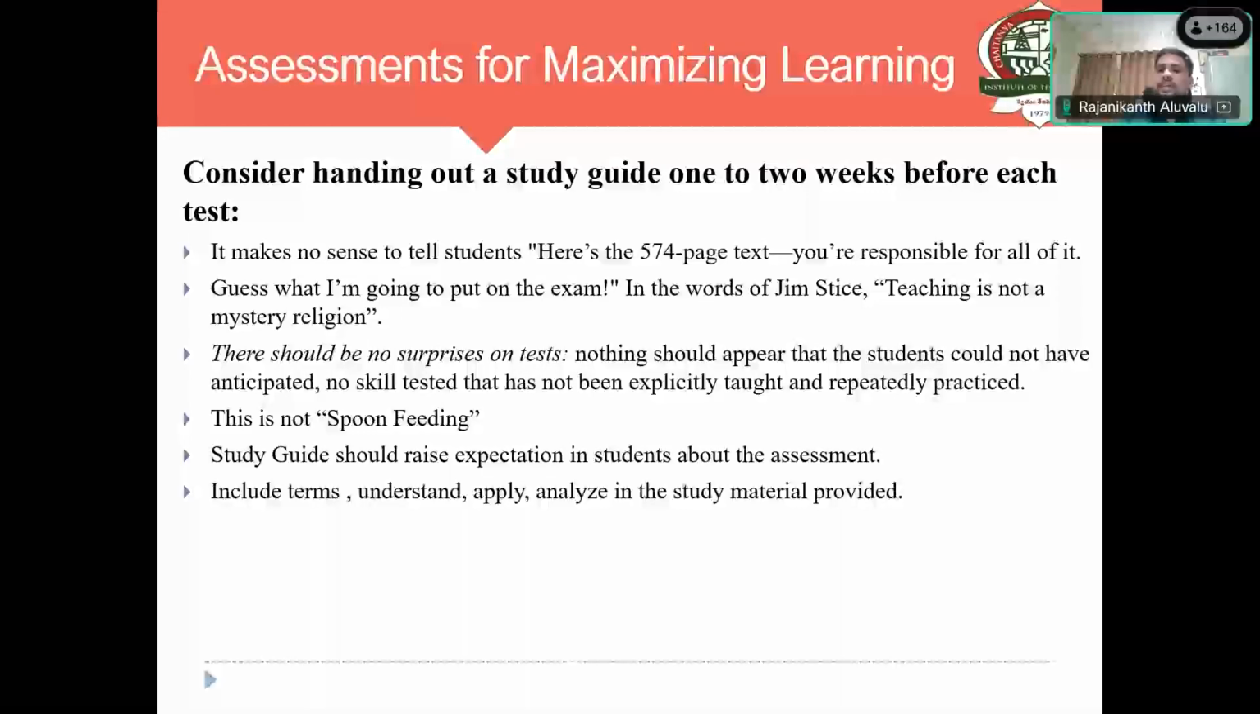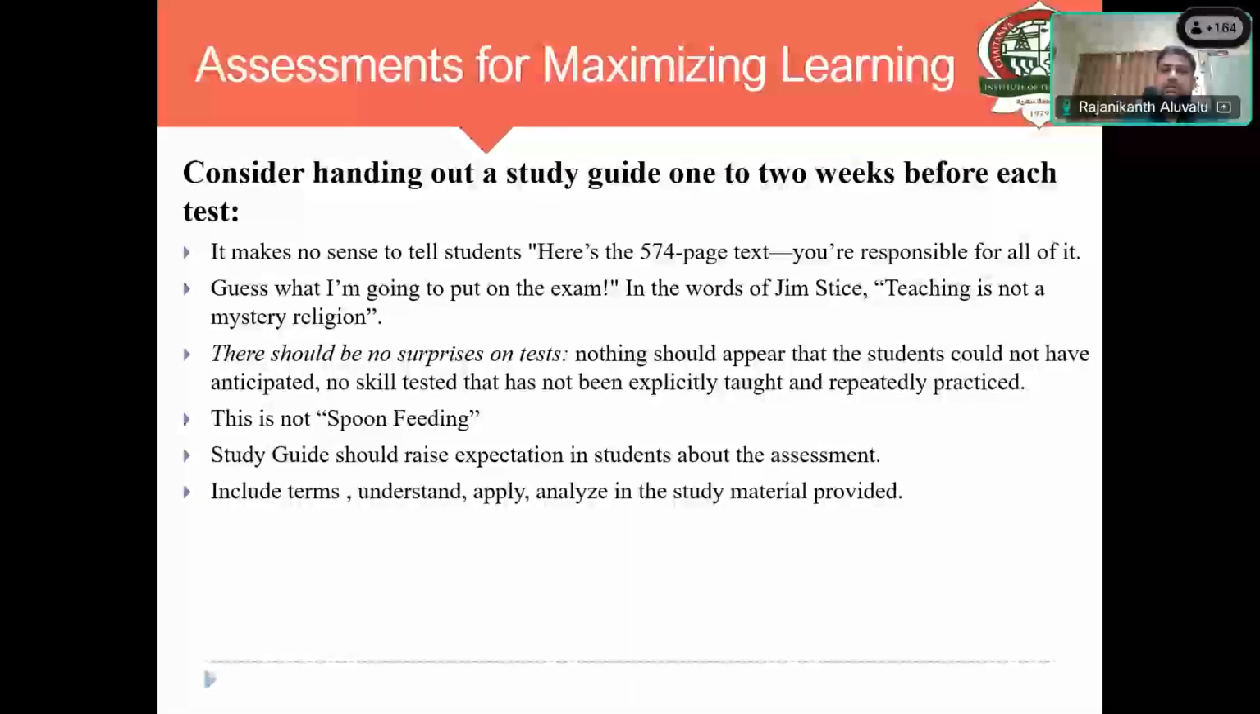There is a saying here by one researcher, Jim Stice. He says, teaching is not a mystery religion. It should not be a horror. So we have to give the students the material well in advance. And as well, to keep the students motivated, there should be no surprises in tests.